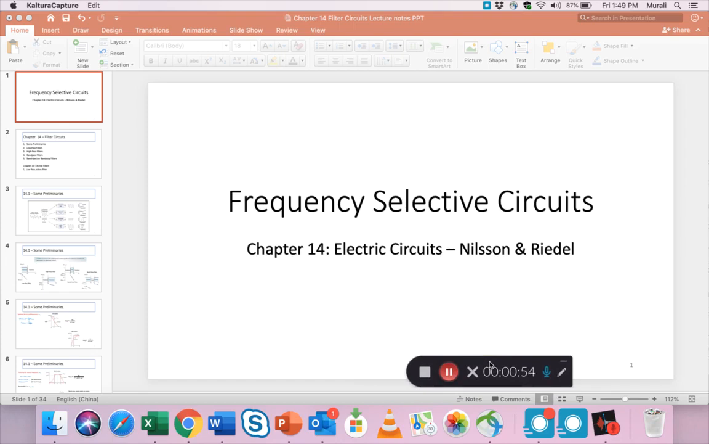We started our study of frequency domain analysis last week, where we looked at an introduction to certain ideas such as the frequency response based on the transfer function. We looked at the definition of a decibel and how it's used to quantify magnitude gain in terms of a logarithmic scale.